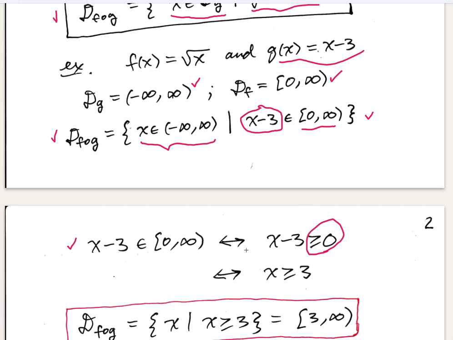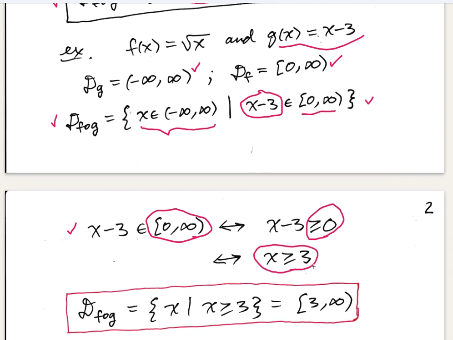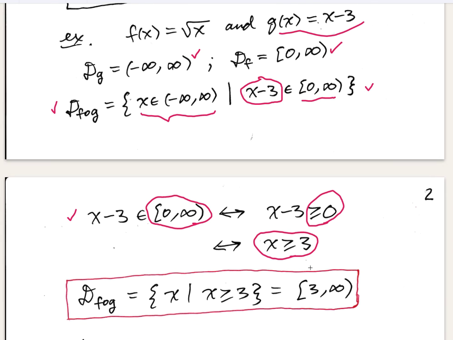Because this and this are saying exactly the same thing, right? And on the other hand, x minus 3 is greater than or equal to 0 if and only if x is greater than or equal to 3. That's just found by adding 3 on each side of that inequality, right? So what's the domain? Well, let's write it in more shorthand here.